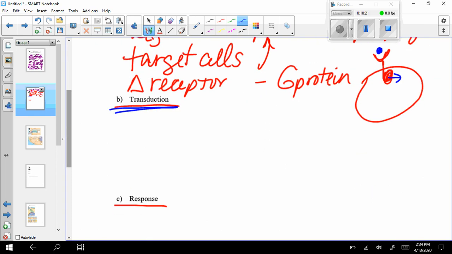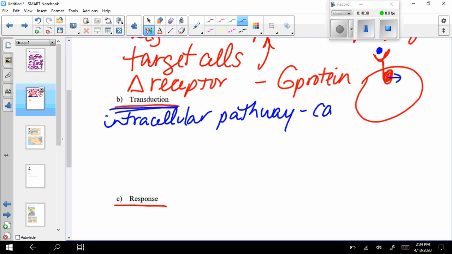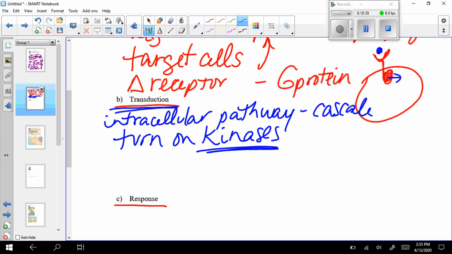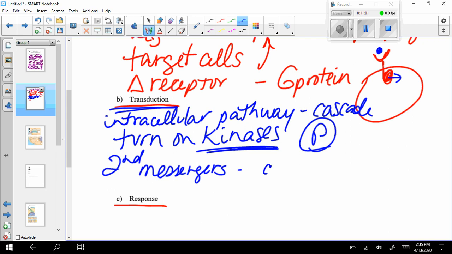So transduction is the intracellular pathway, so inside the cell. We usually think of it as a cascade, and the main goal is to turn on kinases. Kinases are regulatory molecules that are normally inactive, but they get activated by adding a phosphate group. So phosphorylation cascade is a really common term that you hear, and it's part of the transduction step. And that usually involves secondary messengers.